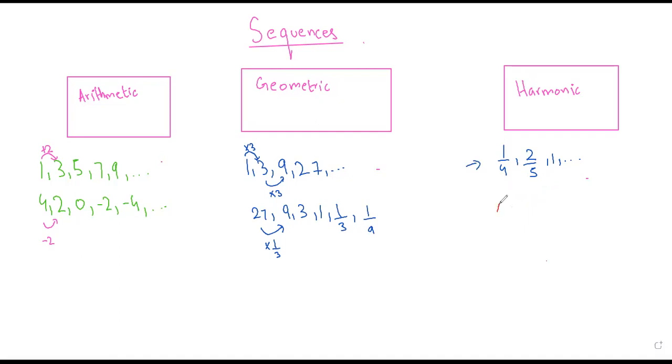The reciprocal of 1 by 4 is 4. The reciprocal of 2 by 5 is 5 by 2. And the reciprocal of 1 is 1, obviously, right? So what is happening this time around? We have 4. We are going to 2.5 by subtracting 1.5. I have 2.5. I'm going to 1 by subtracting 1.5. So this red sequence is an arithmetic sequence because it has a fixed difference. Since this red sequence is coming by taking the reciprocals of the blue one, this means that the blue sequence is a harmonic sequence, right?